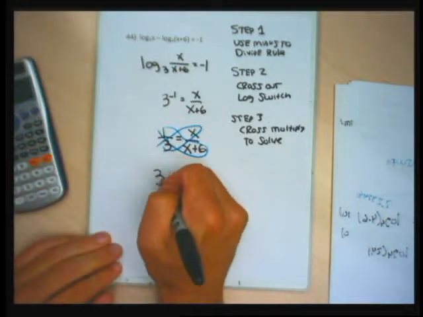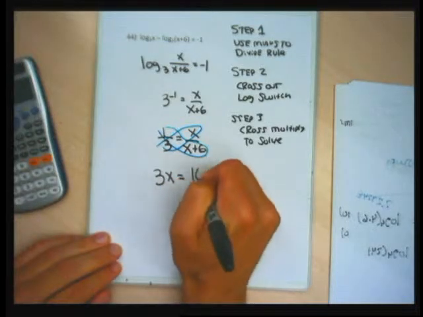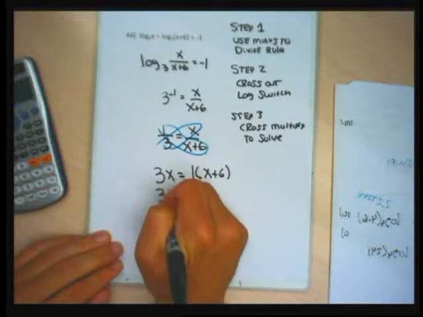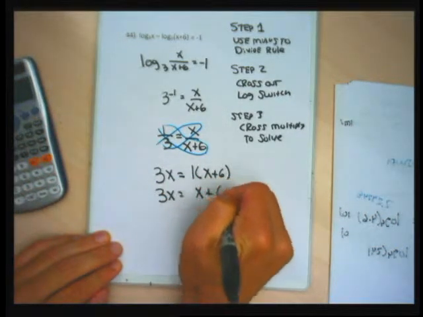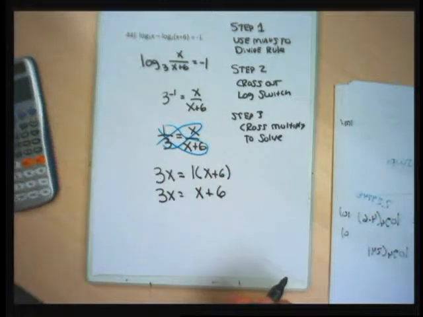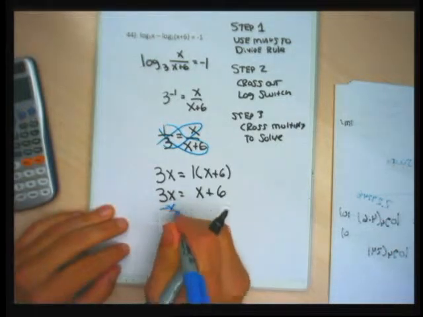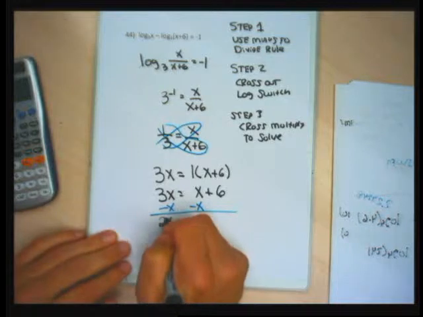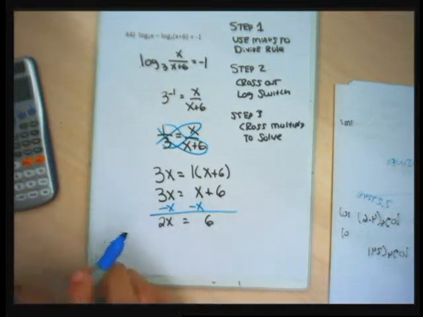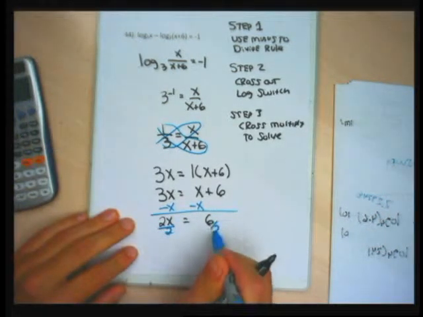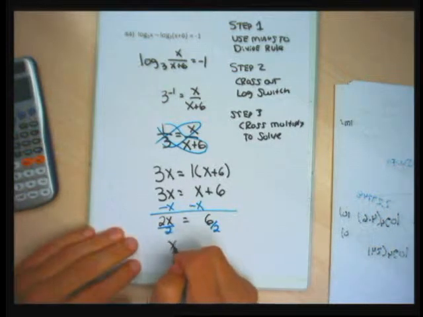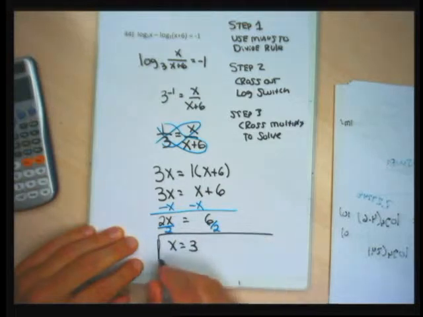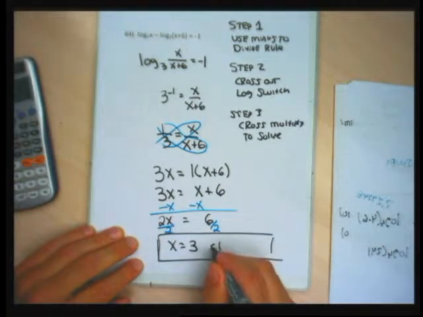I get 3 times x equals 1 times x plus 6. That's going to give me 3x equals x plus 6, because 1 times anything is itself. I'm going to minus x and get 2x equal to 6, and then divide by 2, and get x equal to 3. This should be the answer, but I'm going to check. So answer.